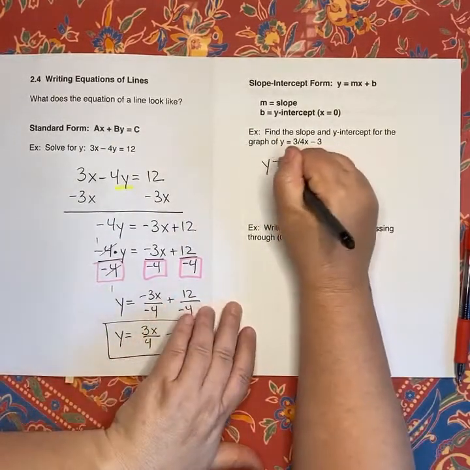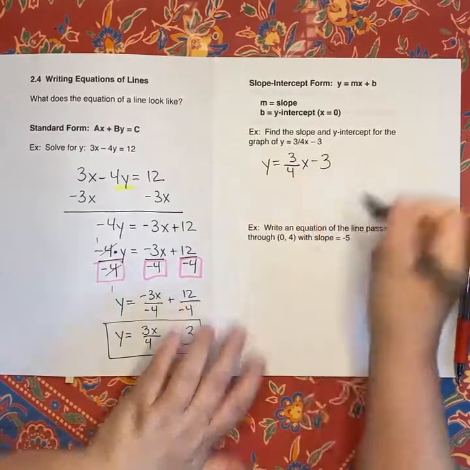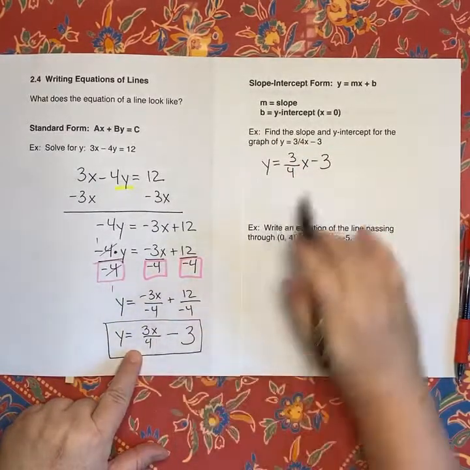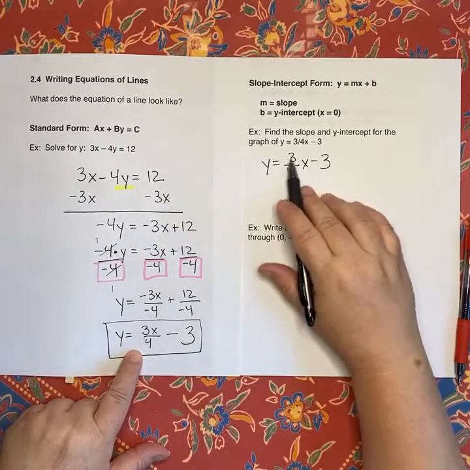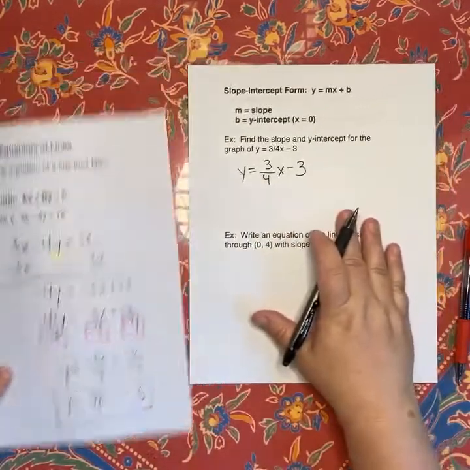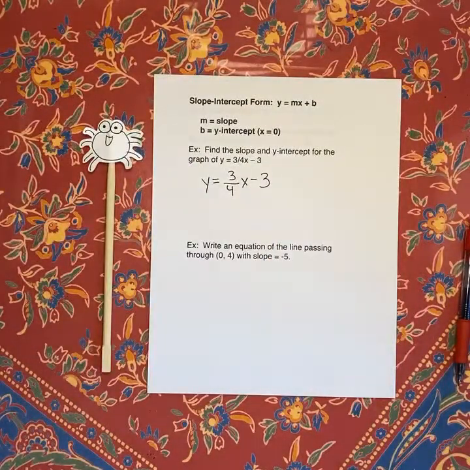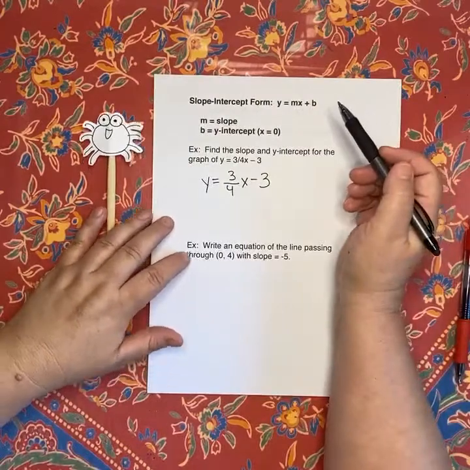So if we've got y equals 3/4 x minus 3. See how that is really 3x over 4 is 3/4 x. Slightly different way to write it, but same basic idea. Okay, so let's look at what happens now. We took it from standard form. We solved for y. Now we've got slope-intercept form.